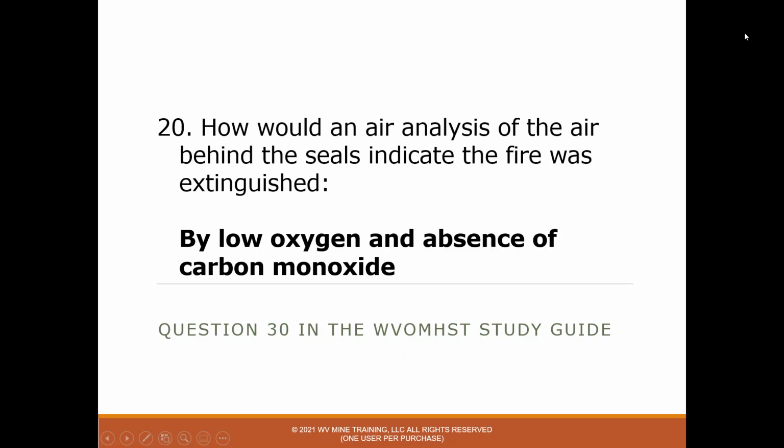Question 20. How would an air analysis of the air behind the seals indicate the fire was extinguished? And the answer is low oxygen and the absence of carbon monoxide. So when you seal an area up and you have a fire behind it, you build the fire seals, it's going to burn until it consumes enough oxygen that the fire would go out. And I think that's about 15 or 16%. And also when the fire goes out, there would be no more carbon monoxide. So an air sample that has low oxygen and no carbon monoxide would indicate that that fire has gone out.